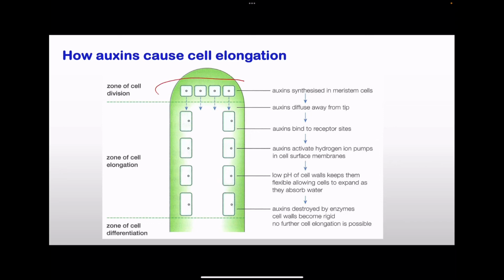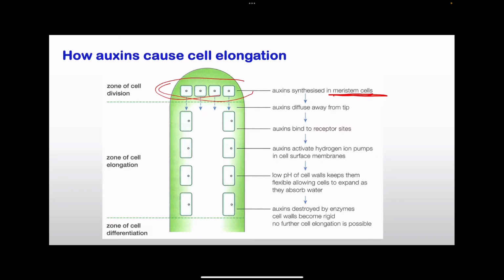In this zone of cell division, the auxins are going to be synthesized. Meristem regions are regions where there is active cell division. And then these auxins are going to go downwards or diffuse away from the tip. They are going to bind onto receptors on the cell surface membrane, activating the active pumping of hydrogen ions into the cell wall spaces. So the hydrogen ions are going to change the pH, creating an optimum pH, which is around 5 for some enzymes to function.